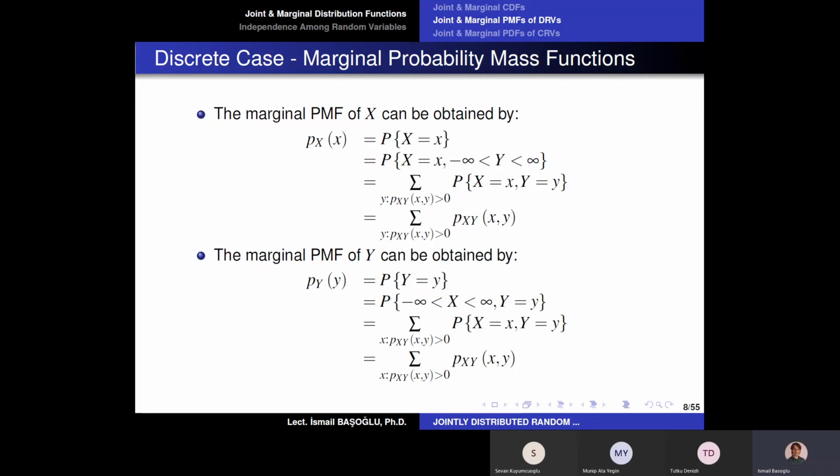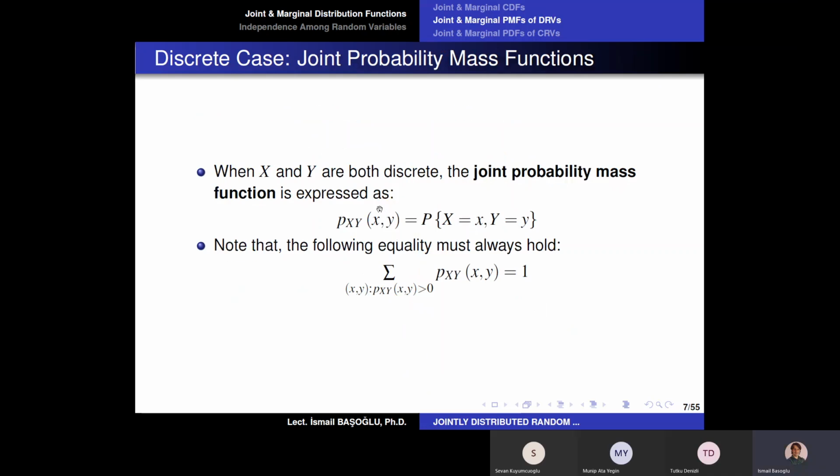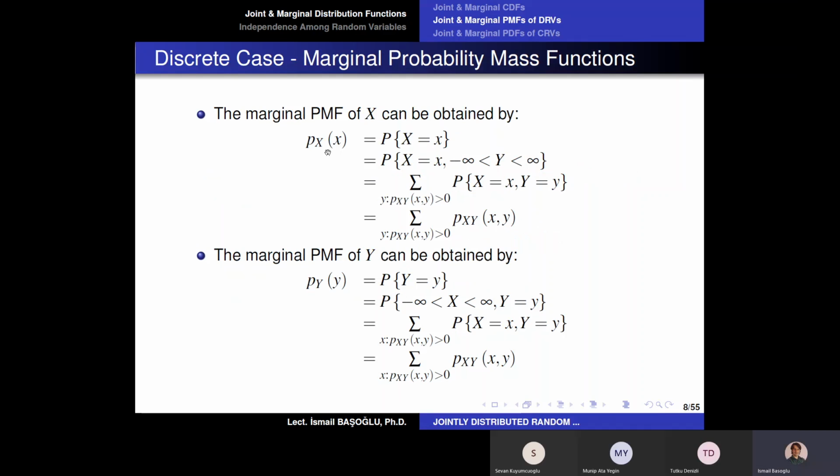Now, when we want to calculate the marginal probability mass functions, for example, let's just say you have the joint probability mass function for x and y, and you are just interested in the marginal probability mass function that belongs to x. How do you do that? So what is the marginal probability mass function of x? It is giving us the probability of capital X, the random variable x, to take on different values x.